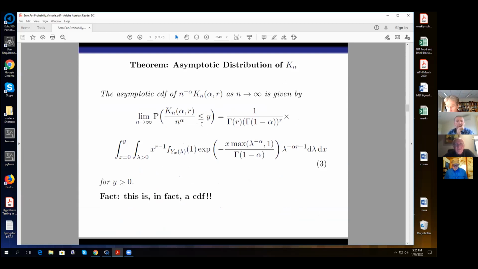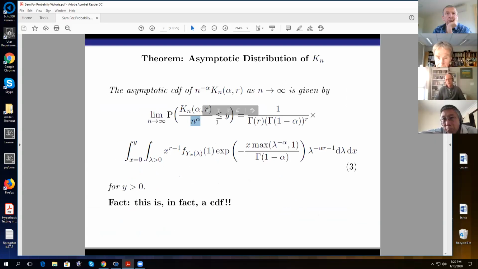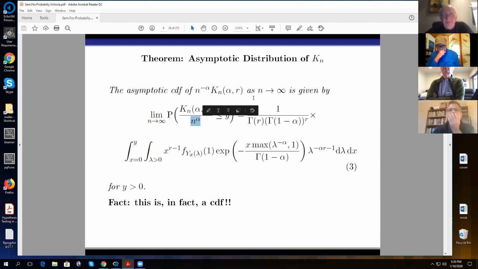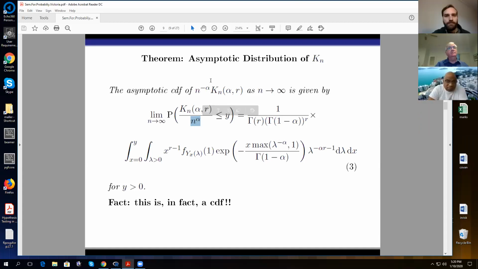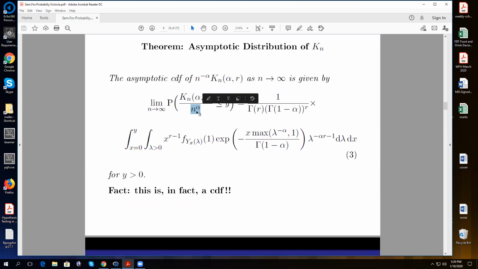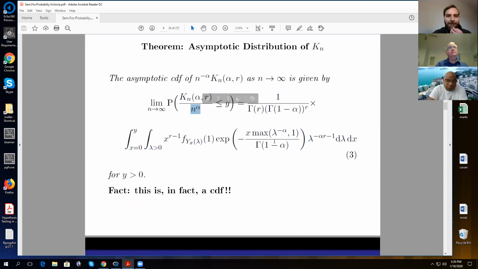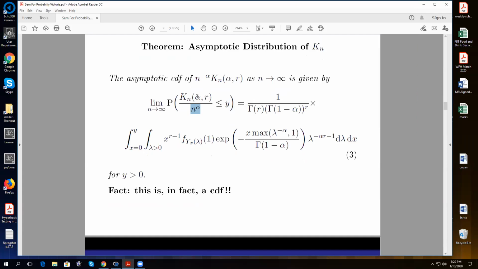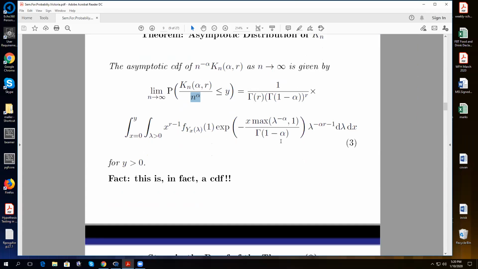As Estarte observed, we're going to need to normalize this. The K_n tends to infinity with n, and we need to normalize it, and the normalization is n raised to the power alpha. And when we do that, we will get a proper asymptotic distribution for this K_n, which is of this form here. So let's just take a minute to examine what's in here.